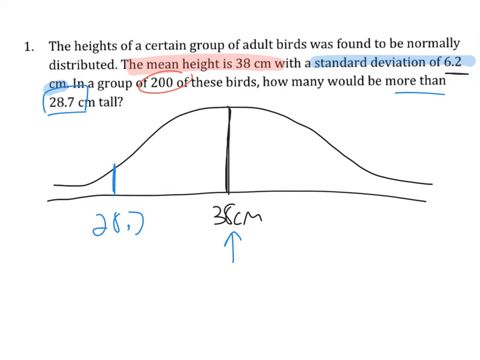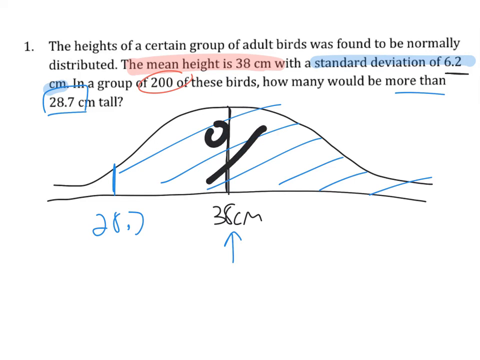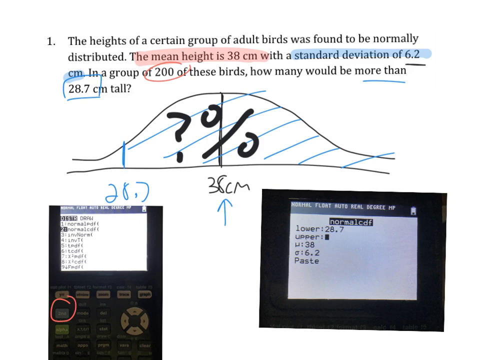And basically what I want to do is figure out what percent of these birds are going to be bigger than 28.7. So what I'm going to do is use the distribution feature of the calculator. I'm going to go to second and then vars for distribution and go to option 2 for a normal distribution.